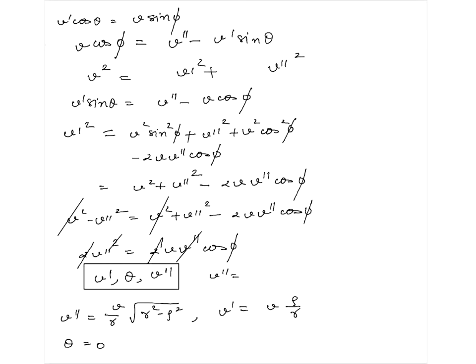So v double dash is v cos phi. And how much is cos phi? Base, square root of r square minus rho square, upon r. So that's about v double dash. Now you should be able to find other variables.